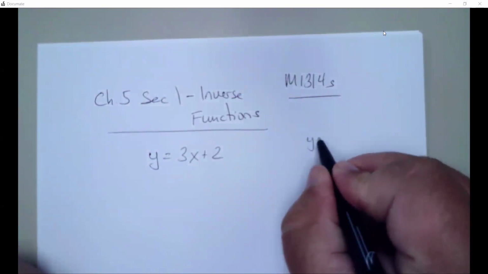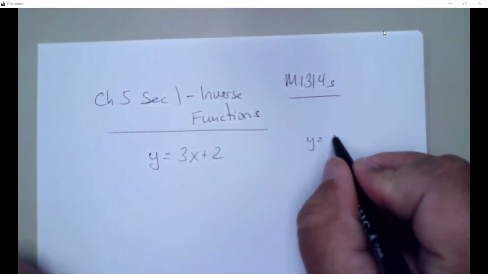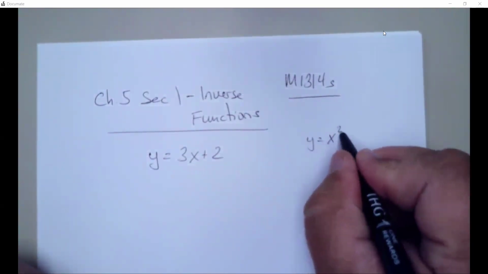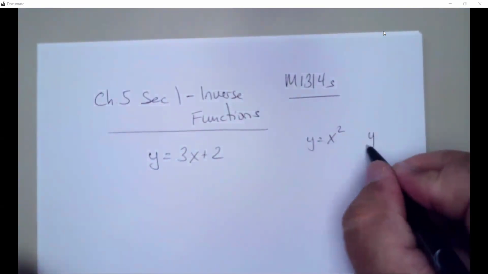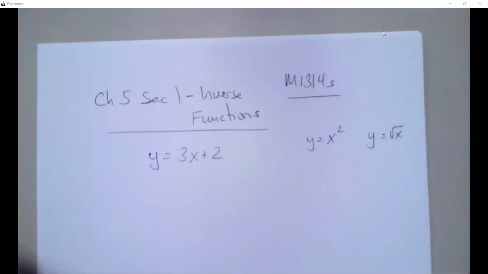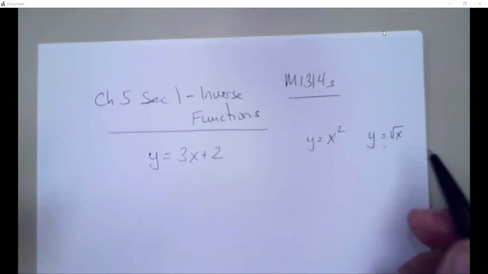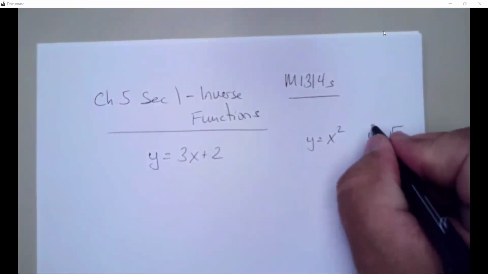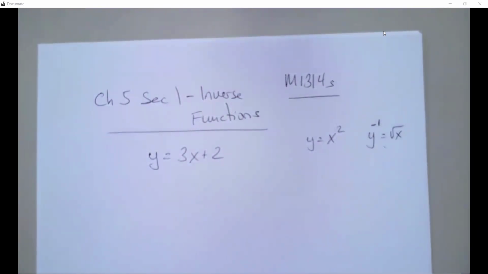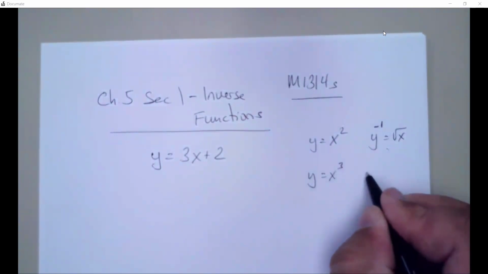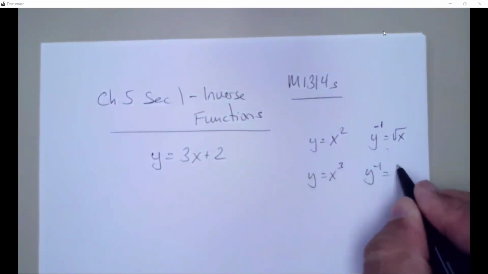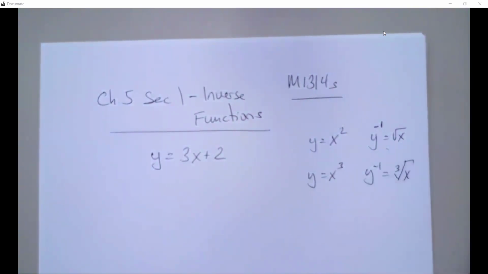If you look at our functions, x squared, the inverse of that one is square root of x. How do we know? The way we represent the difference is whenever we have an inverse function, we put the power -1 to it. Y equals x cubed. The inverse function of that one is the cube root of x.